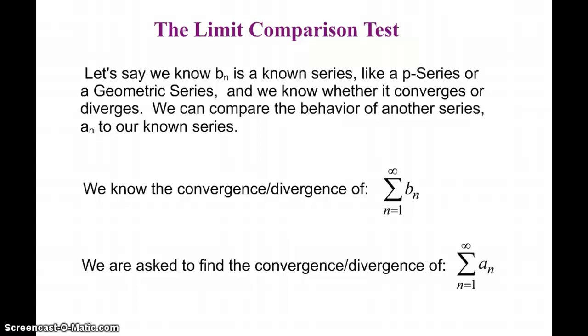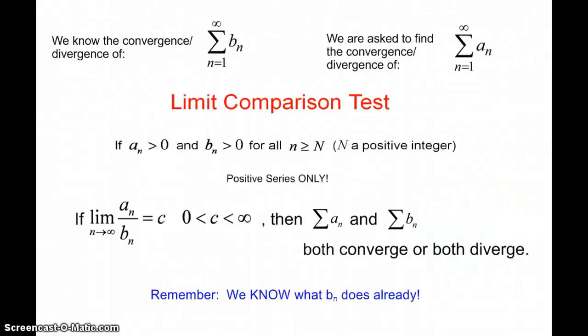So here, we're going to say that we know the behavior of b sub n. We know whether B sub n converges or diverges. The problem that they're giving us, the one that we're supposed to find out whether it converges or diverges, we're going to call A sub n. So in the vein of our functions, this would be like g of x, and this would be like f of x. Okay? We're going to know up front what B sub n does. We're not going to know up front what A sub n does. But we're going to plug them both in a limit, and we're going to see if the results of that limit are going to help us.